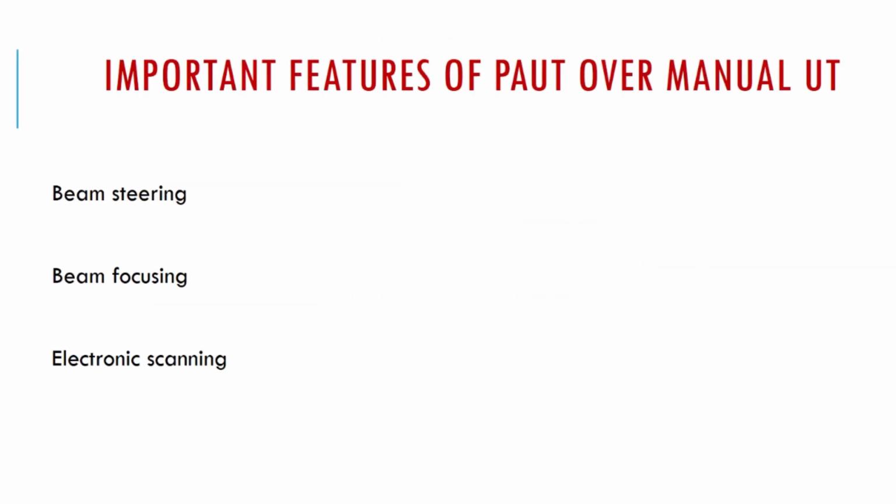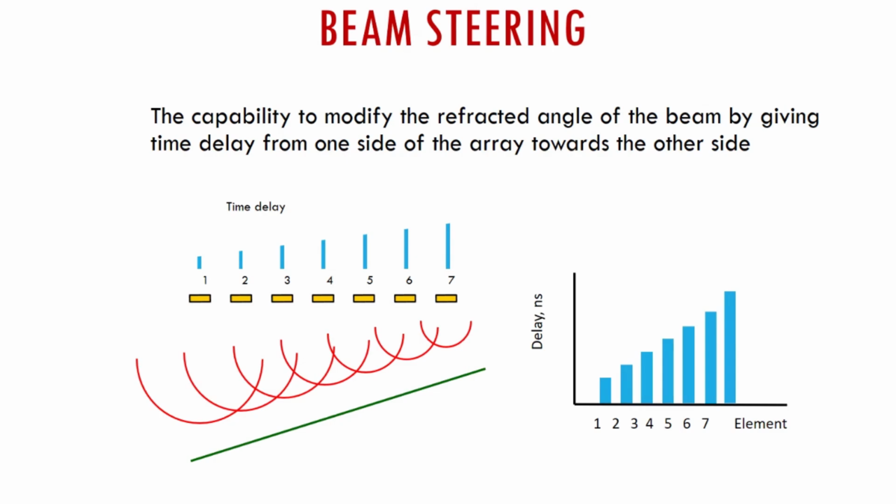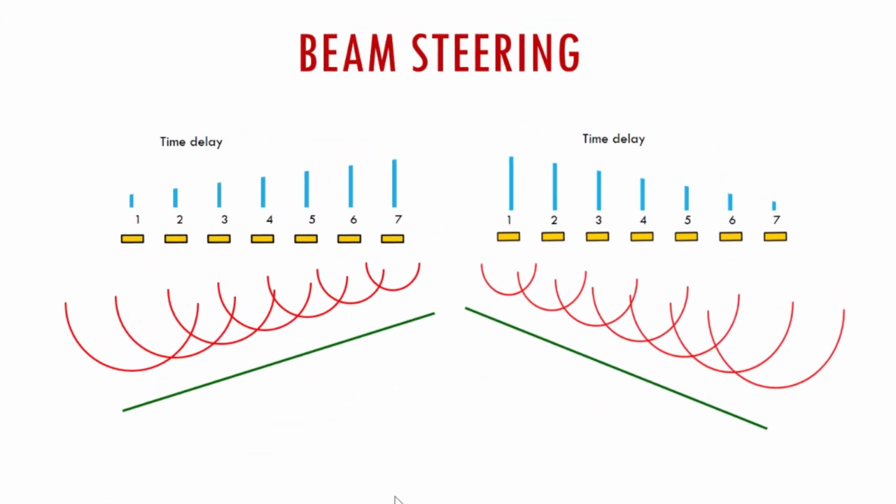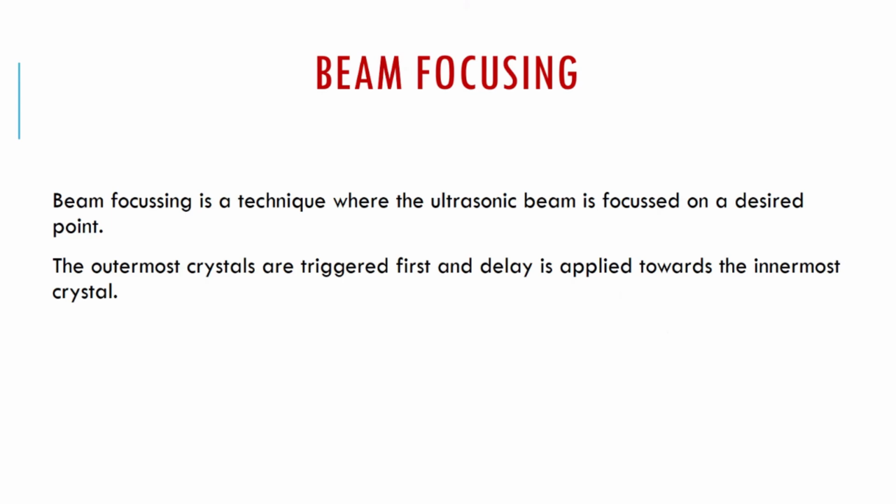The advantages of PAUT: beam steering, beam focusing, and electronic scanning. Beam steering is the capability to modify the refracted angle of the beam by giving a time delay from one side of the array towards the other side. For example, in one probe having 7 crystals, first we trigger the first element, then after some delay we trigger the second element. Like that, we trigger the elements one by one with some delay, so we can get the beam front like this. This is beam steering.